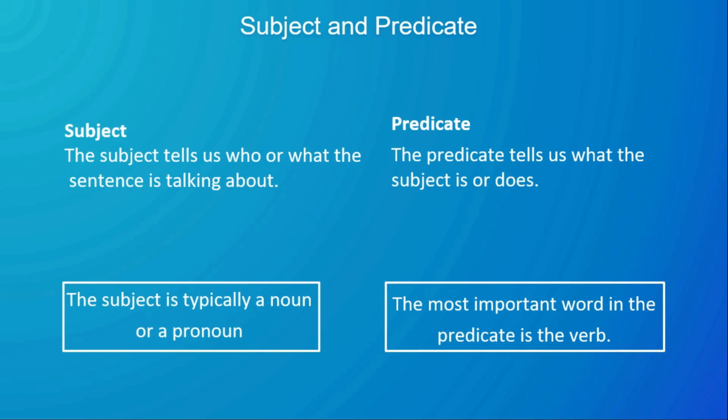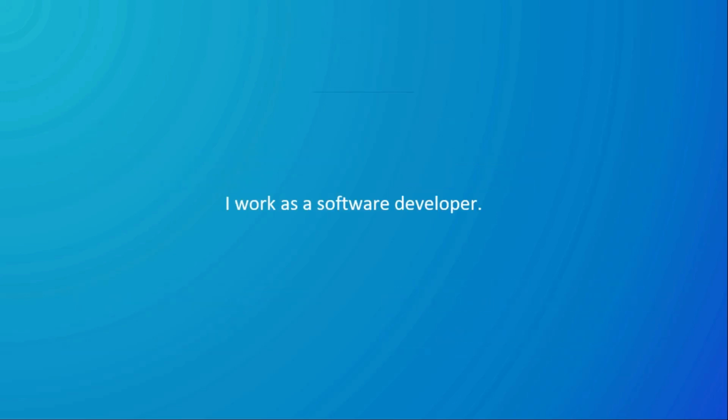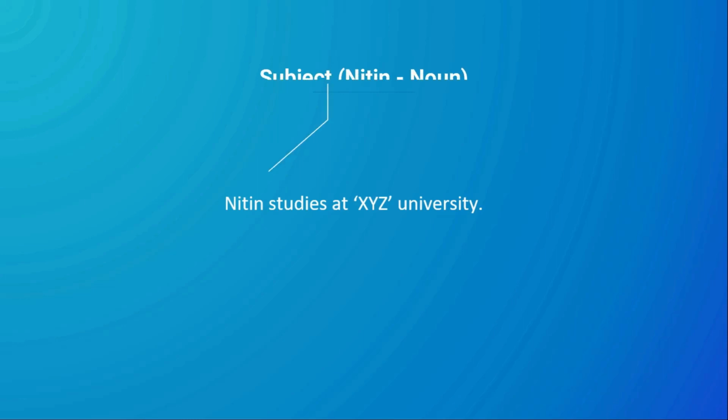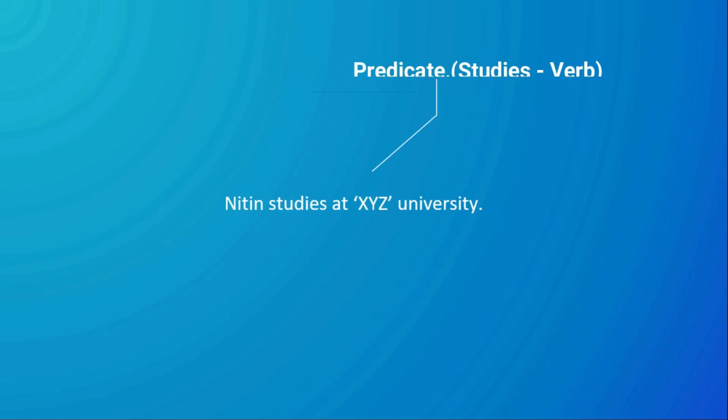So let's look at the examples we had discussed earlier. In the sentence, I work as a software developer, I is the subject, I being the pronoun here, and work as a software developer is the predicate, where the word work is the verb. In the sentence, Nitin studies at XYZ University, Nitin is the subject. Here, Nitin is the name of a person and hence is a noun, and studies at XYZ University is the predicate, where the word studies is the verb.